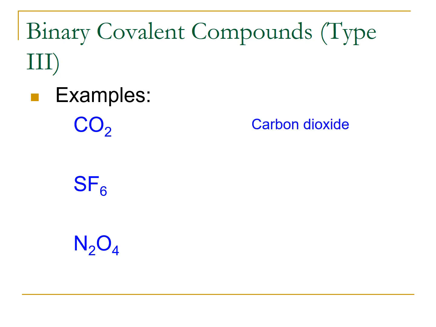Right, so here we have 1 sulfur and we have 6 fluorine. So this is going to be sulfur hexafluoride. Here we have 2 nitrogens, so we do actually need to emphasize that we have 2, and we have 4 oxygens. So this is going to be dinitrogen tetroxide.